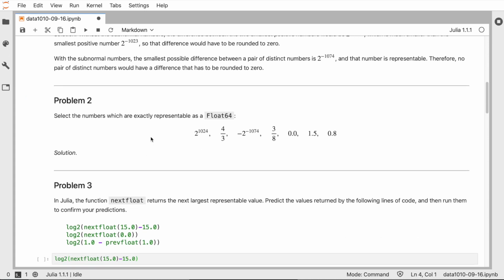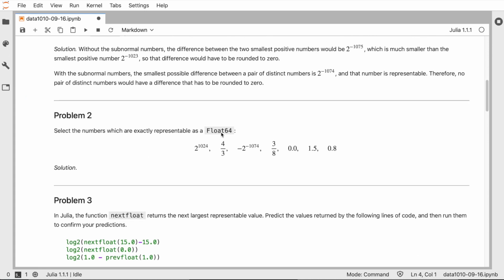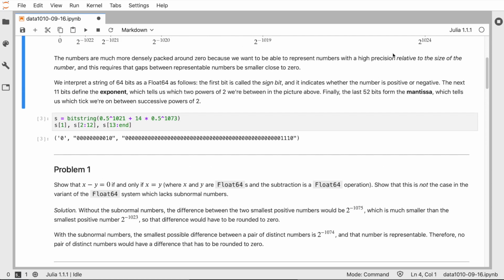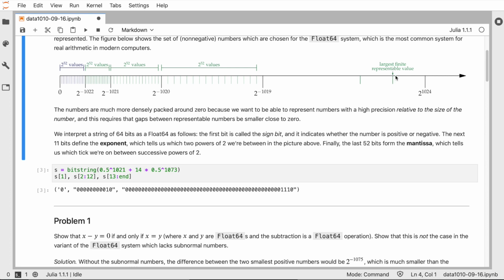Okay, let's look at problem 2. Which of these numbers are representable exactly as a float64? So 2 to the 1024 won't be, because we see in the picture up here the largest finite representable value is 1 tick spacing to the left of that. So this number is not representable.